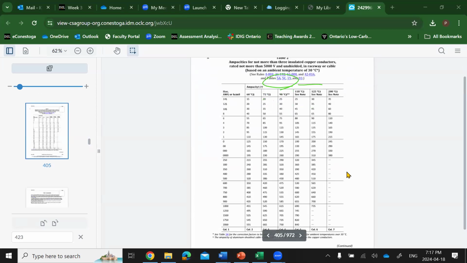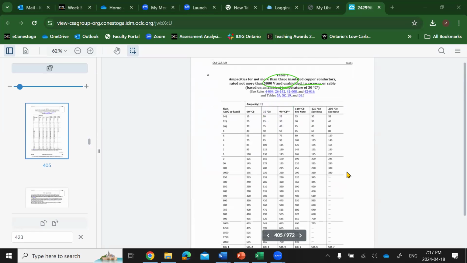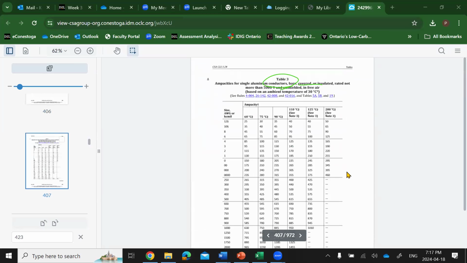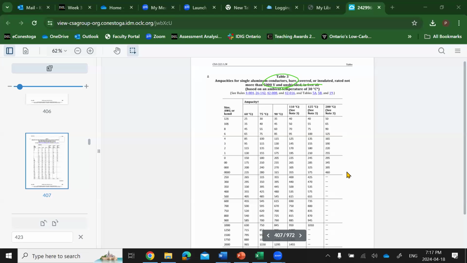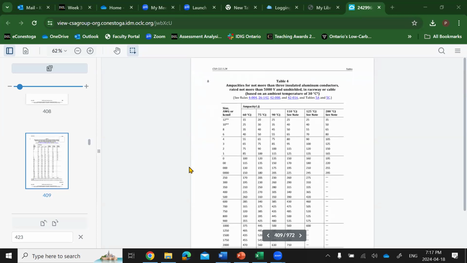Table three is for one single bare aluminum. And then table four is for multiple aluminum, right? If I can get it on the screen here, it's for multiple and they're aluminum. So that's what those tables look like.